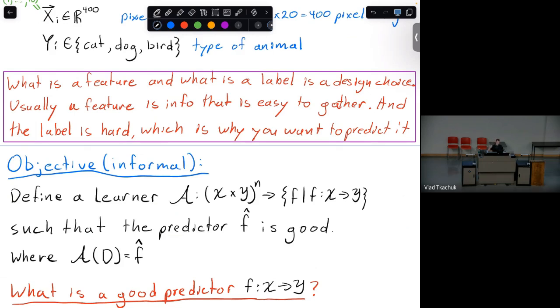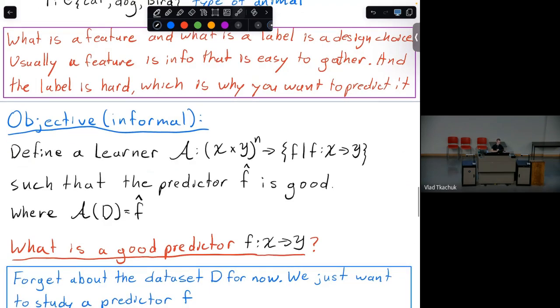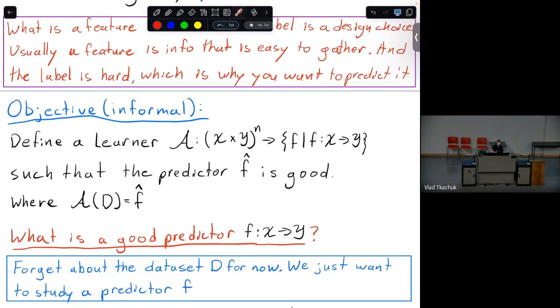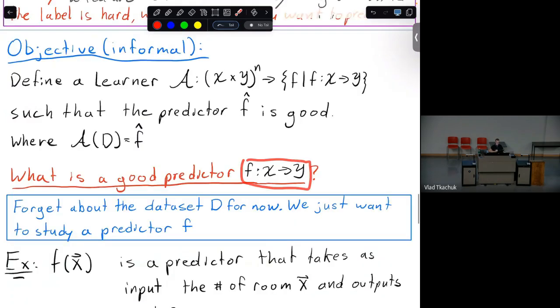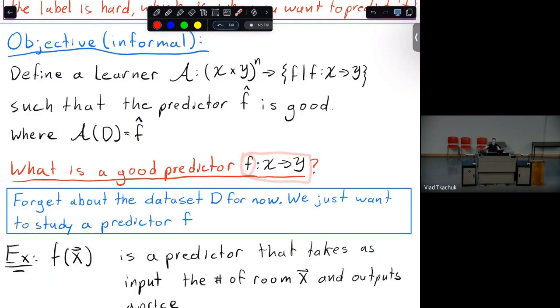Now we started off on this journey of trying to describe what is a good predictor. So what is a good predictor? Here we're just going to talk about a general predictor f that maps things from x to y.